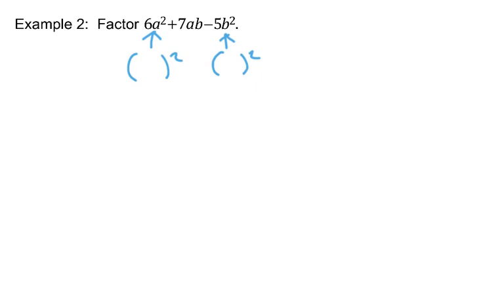But what about the 6? Is 6 a perfect square? And you realize it's not. And in fact, neither is the 5 on the end. So this is not a perfect square trinomial. And if you have a 3-term polynomial that's not a perfect square trinomial, your choices are to use some sort of trial and error method or the AC method.